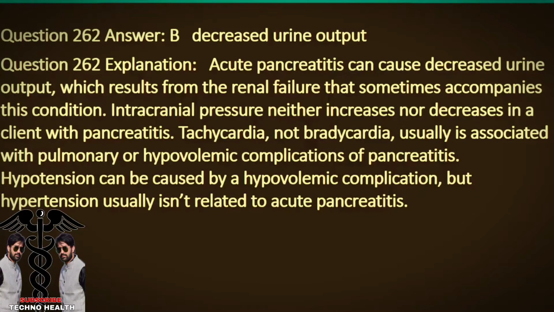Question 262. Explanation: Acute pancreatitis can cause decreased urine output, which results from the renal failure that sometimes accompanies this condition. Intracranial pressure neither increases nor decreases in a client with pancreatitis. Tachycardia, not bradycardia, usually is associated with pulmonary or hypovolemic complications of pancreatitis. Hypotension can be caused by a hypovolemic complication, but hypertension usually isn't related to acute pancreatitis.